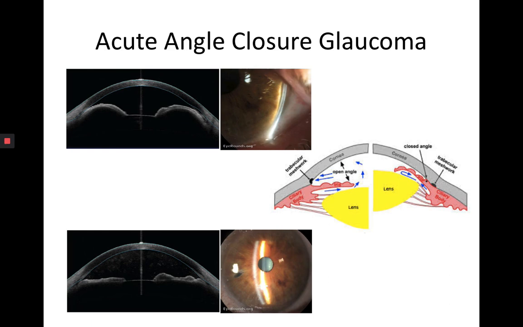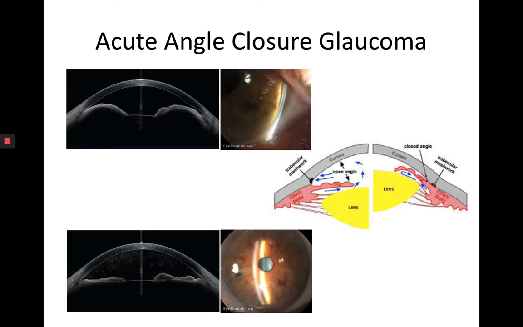and as it sounds, it's caused by closure of the angle in the anterior chamber, resulting in elevated intraocular pressure because the aqueous humor can't leave the anterior chamber, and ultimately can lead to optic nerve damage as the intraocular pressure rises. So as you can see here, this is what the normal anterior chamber should look like, with a wide angle, or an open angle. And here you see a closed angle or narrow angle, and this puts the patient at high risk for angle closure glaucoma.